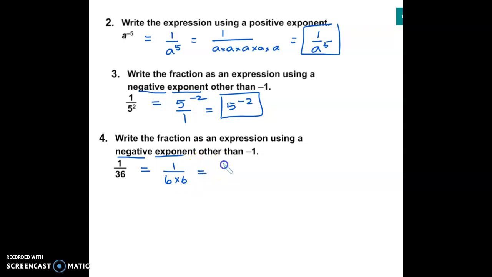So this is nothing but 1 over 6 to the second exponent. But the question is asking to write a negative exponent. So what I'm going to do is bring this denominator to the numerator, or I can just say flip. So it's going to be 6 to the negative 2 over 1, or I can write it as 6 to the negative second exponent. So this is answering in terms of the negative exponent.